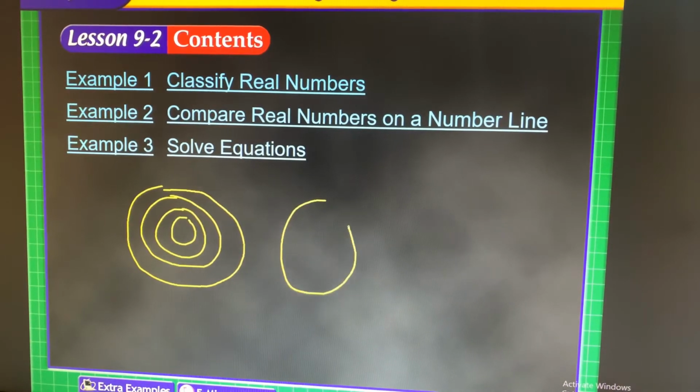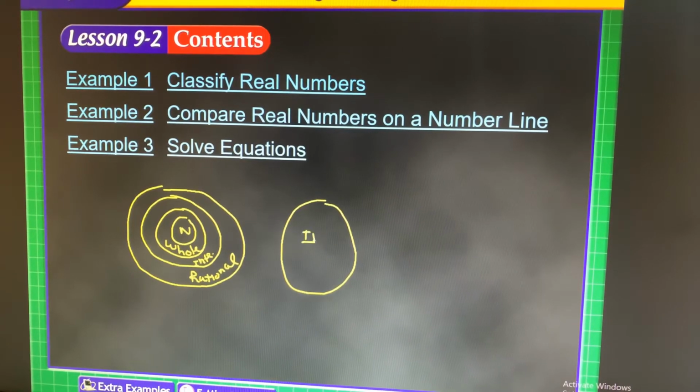Maybe, maybe not. But you have your natural numbers here: 1, 2, 3, 4, 5. These are your whole numbers: 0, 1, 2, 3, 4, 5, and so on. Integers, remember, are your whole numbers and opposites. And rational numbers include all of your whole numbers, all of your naturals, all of your integers, and your decimals that terminate and repeat, and your fractions.